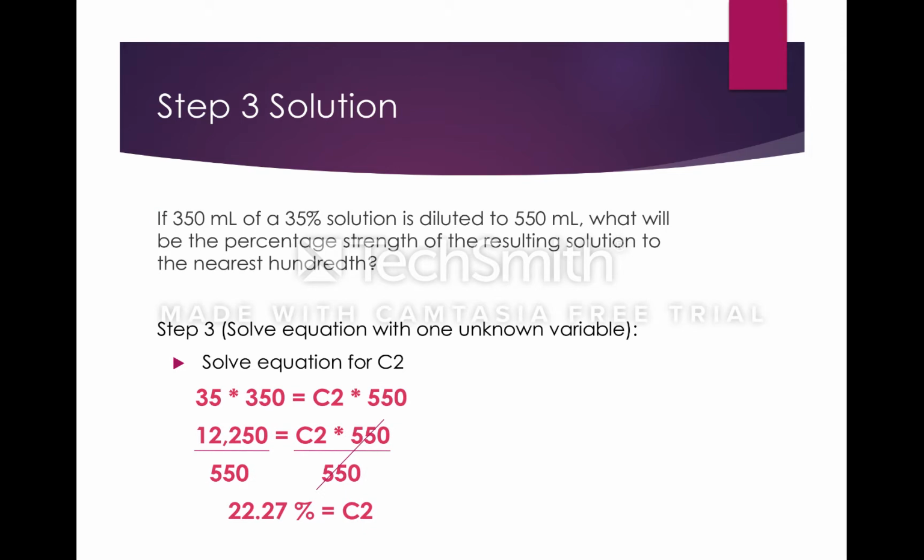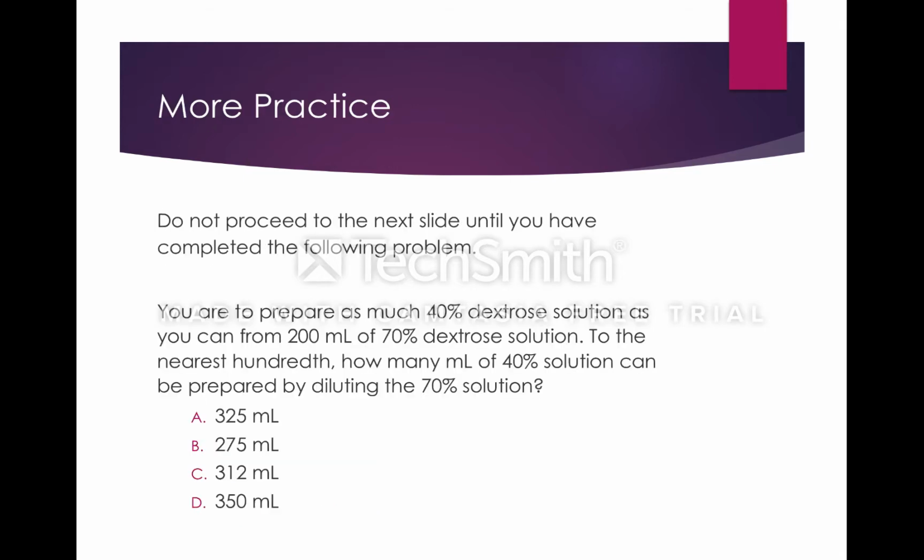Alright, so you can see we just repeated that same process again. We multiplied 35 times 350 and got a product of 12,250. Next, we divided both sides by 550 to isolate that C2 by itself. 550 over 550 cancel because it's equal to 1. And then we can do that last thing in our calculator, 12,250 divided by 550, for our final answer of 22.27%. Alright, don't forget to round to the nearest hundredth. That's our final answer.